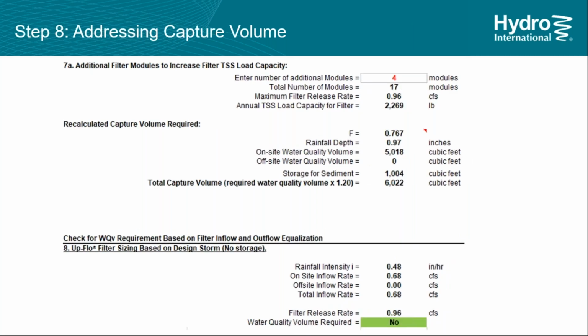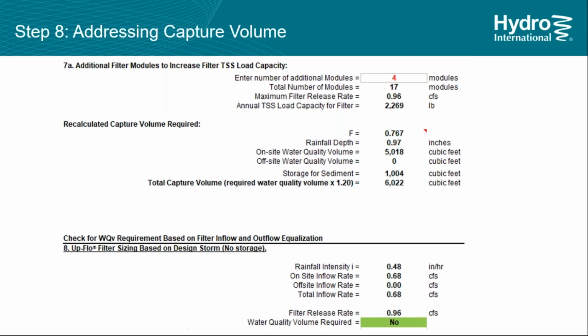But when we add 4, you'll see water quality volume required: no. So we're now at a 17 module Up-Flo filter. F is down to 0.7 with a total capture volume required of 6,000 cubic feet, which we can store within our vault. So with 17 modules, no additional storage needed on site.